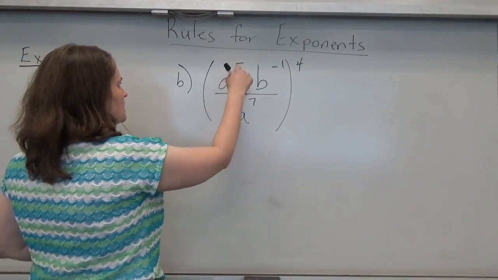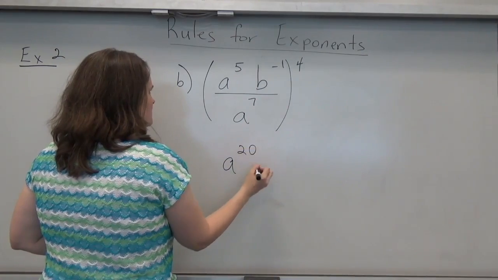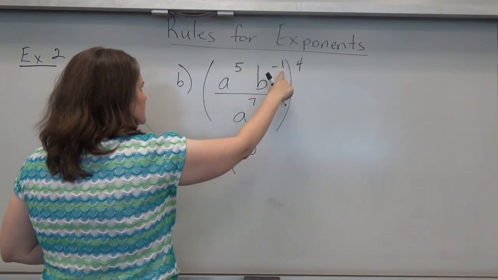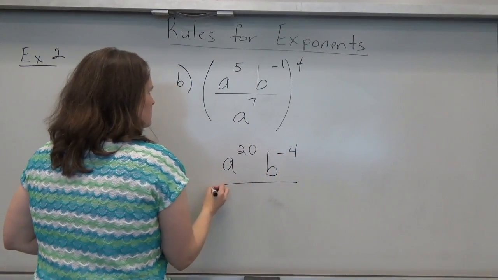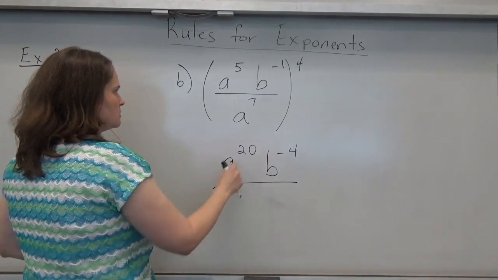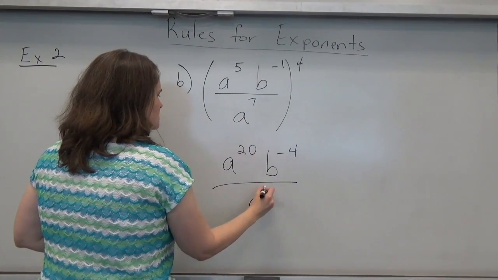It'll become a, and then that's going to be 5 times 4, so a to the 20th. And then this will be b, multiply negative 1 times 4, so b to the negative 4th. And then in the denominator, I'm going to do a to the 7th raised to the 4th, so that it becomes a to the 28th power.